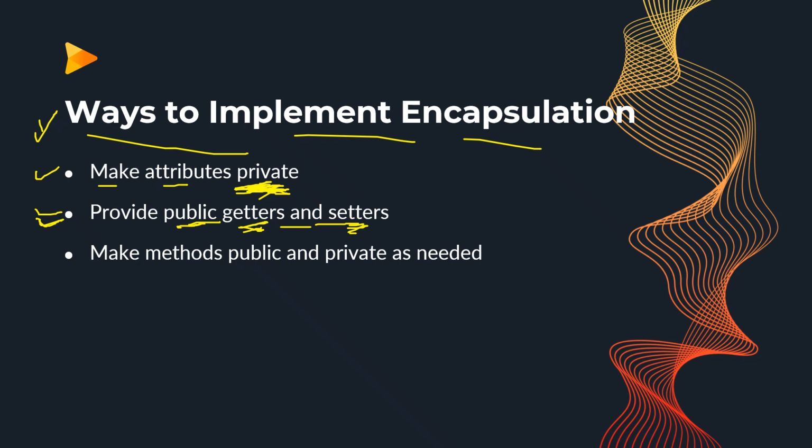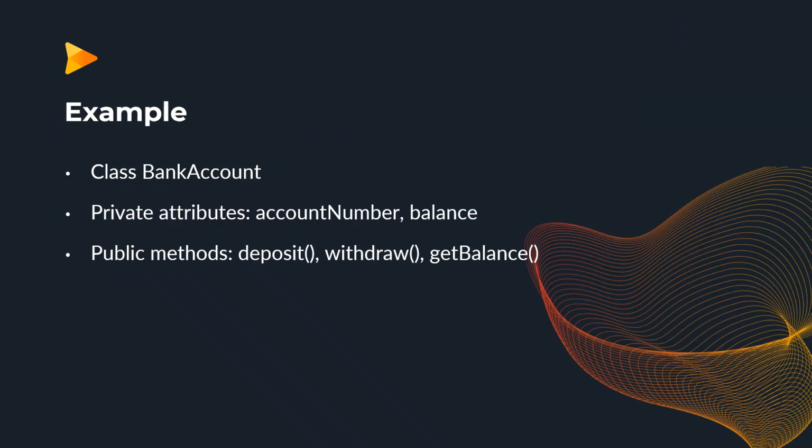So these are the public methods which are going to implement the encapsulation. What we have seen is that we are going to make our data members or attributes private, and we have to provide public getters and setters methods. So make methods public and private as needed. Now we are going to see one example. See this example. This is the example of encapsulation.